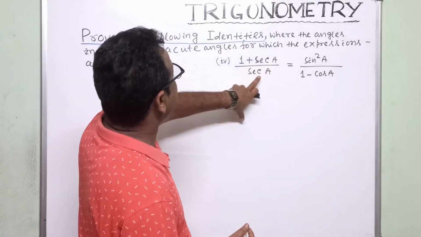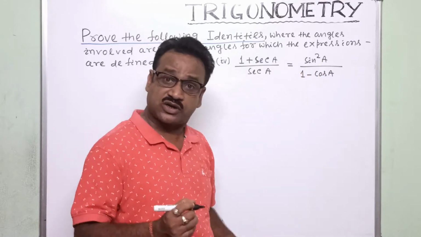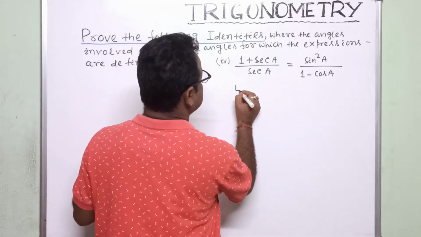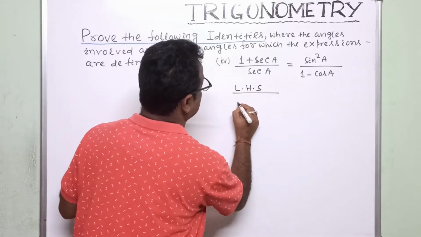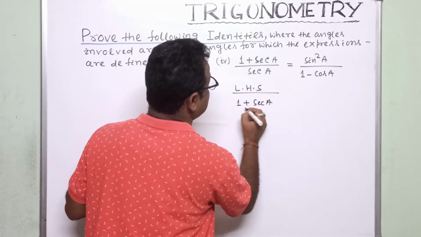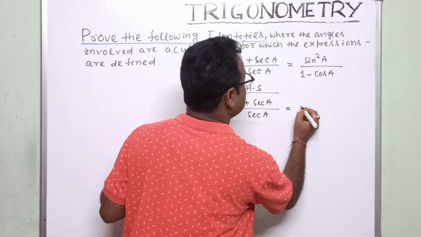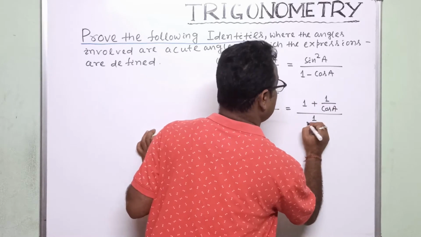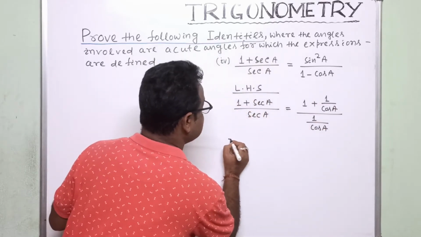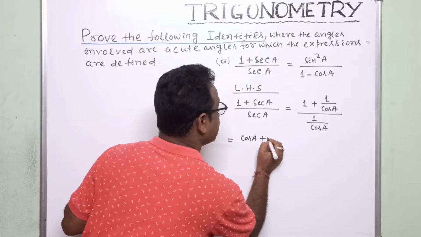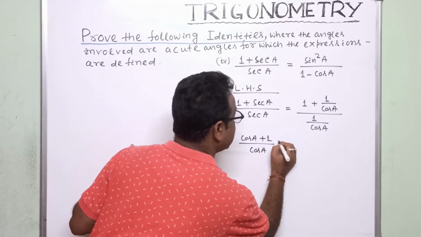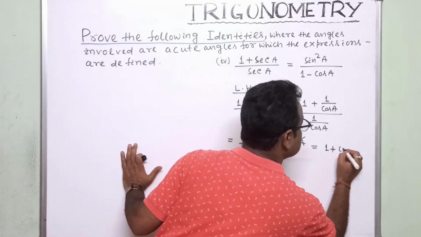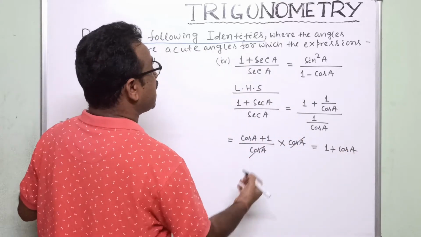So here, (1 plus sec A) by sec A is equal to sin square A by (1 minus cos A). So here we will solve LHS as well as RHS separately. LHS: (1 plus sec A) by sec A is equal to (1 plus 1 by cos A) by (1 by cos A). That is equal to (cos A plus 1) by cos A into cos A. So cos A cancelled. That is equal to 1 plus cos A.